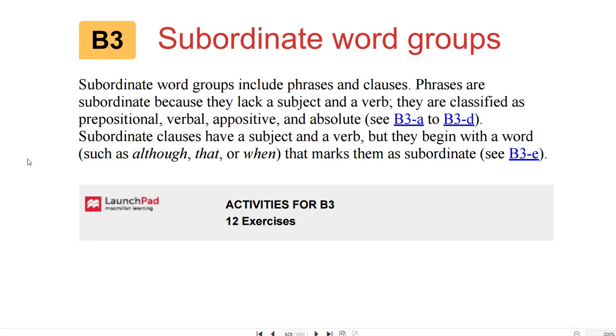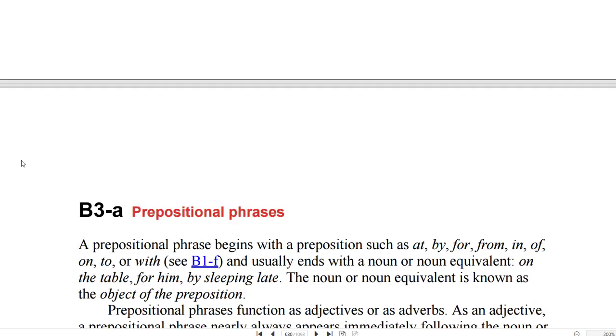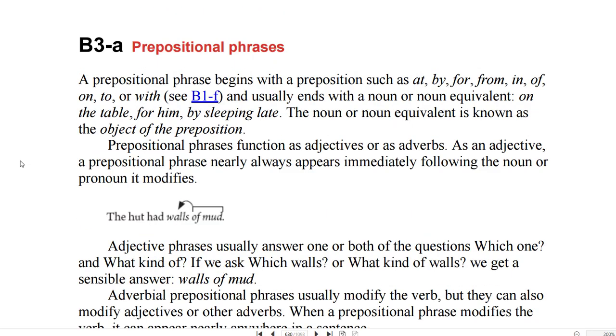Subordinate word groups include phrases and clauses. Phrases are subordinate because they lack a subject and a verb. They are classified as prepositional, verbal, appositive, and absolute. Subordinate clauses have a subject and a verb, but they begin with a subordinating conjunction, such as although, that, or when, that marks them as subordinate. And when you have subordinate word groups, like a complex sentence, you're going to have one clause less important than the other clause. Prepositional phrases.